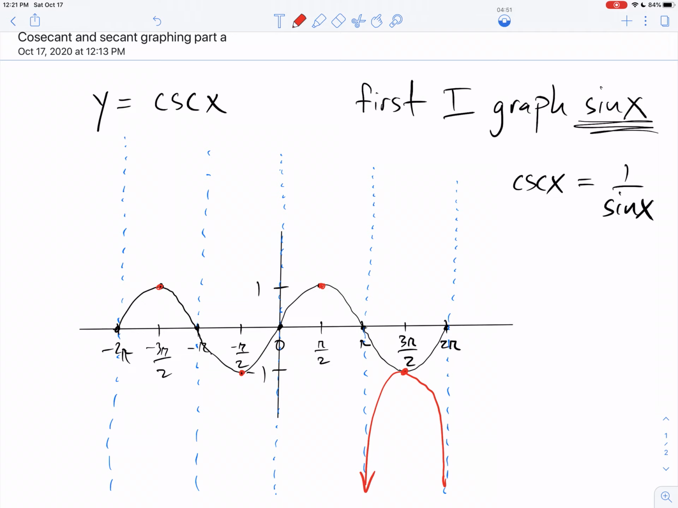symmetrical. Let me see if I do a better job on the next one. Okay, so in the next spot between the two asymptotes, you can see the sine graph's going downward. That means the cosecant graph is going upward. And I'm trying my best this time to make it look like the two sides are symmetric. That's a better look. It's like a perfect U.